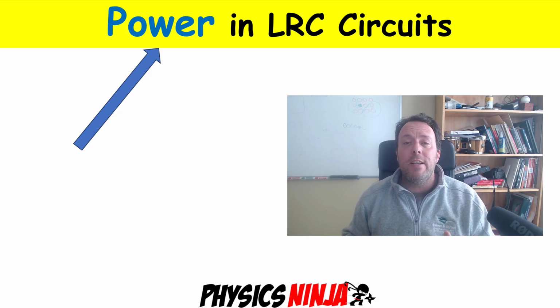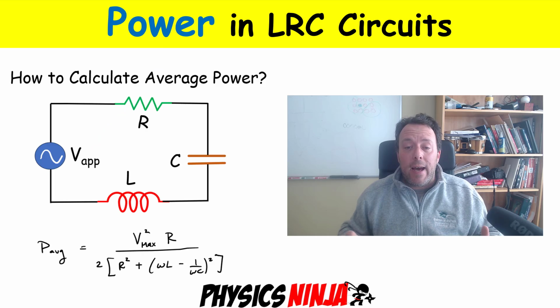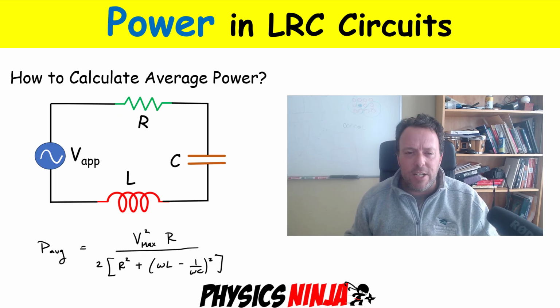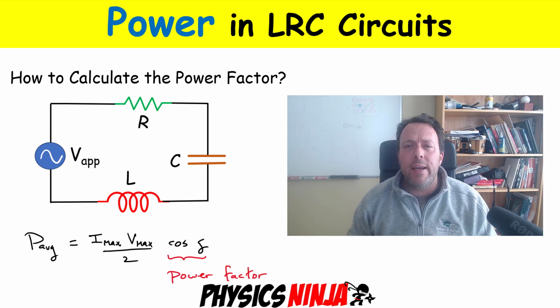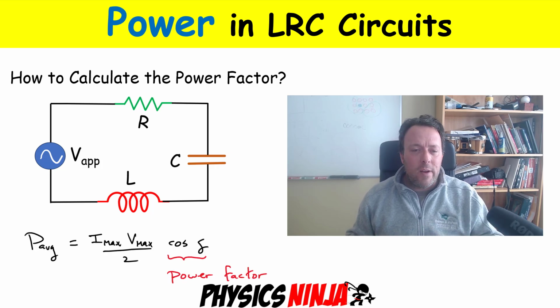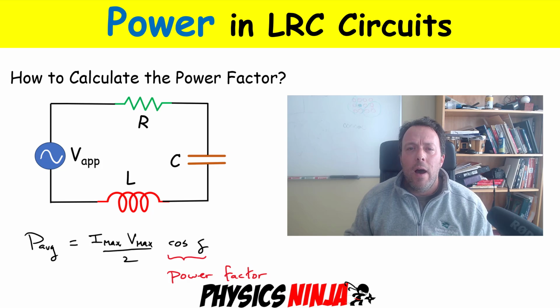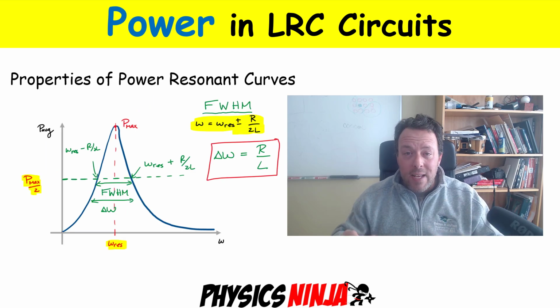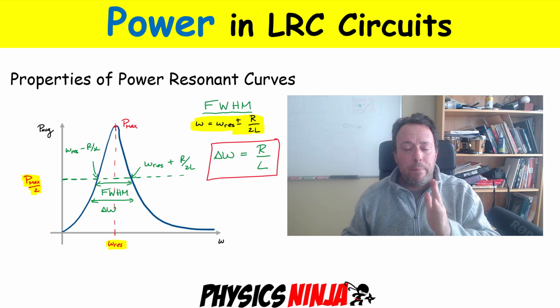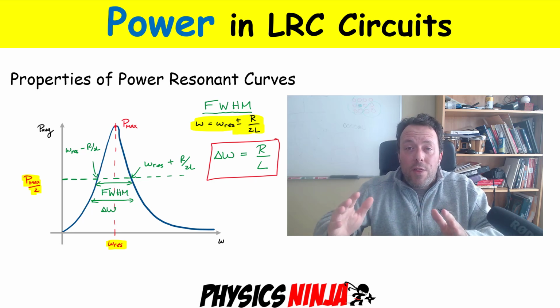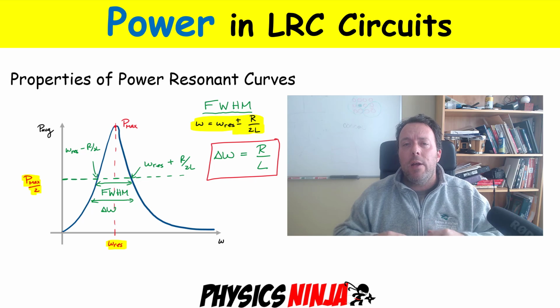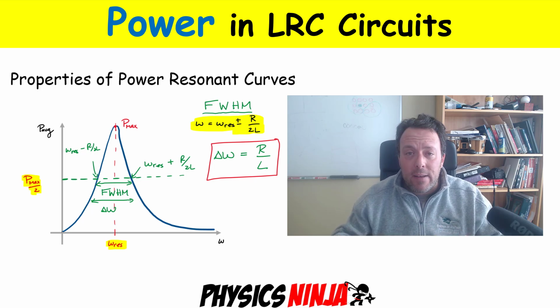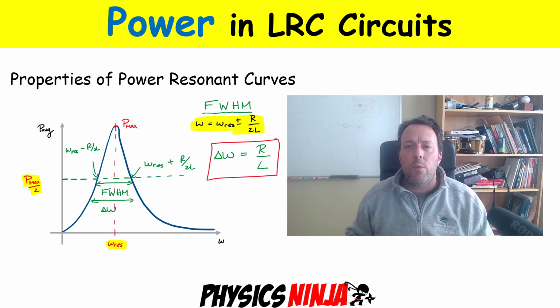What are the properties of power that we're interested in? Well, how do you calculate, for example, the average power being supplied by the AC generator? How do we calculate a power factor for an AC circuit like this? How do we plot power resonant curves and what are their properties? How are their properties, for example, the peak of the curve and the full width at half maximum of the curve? How do we define those things? How do we calculate quantities associated with those curves?